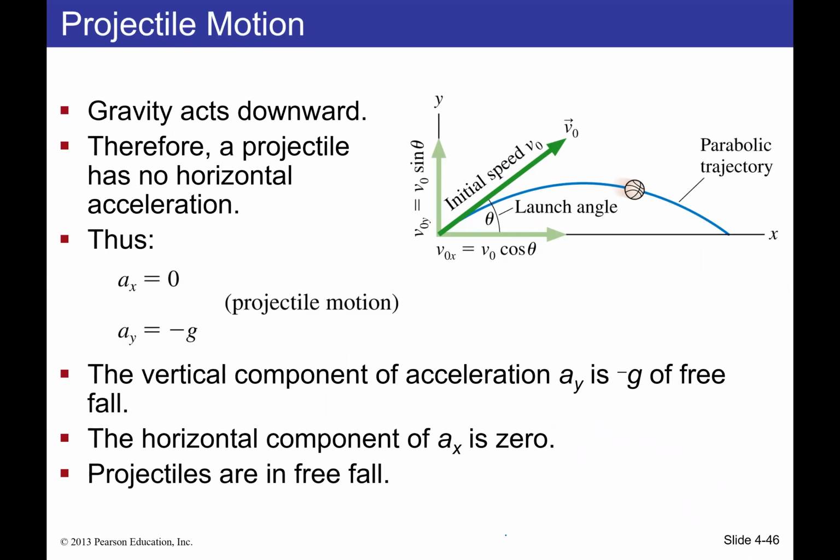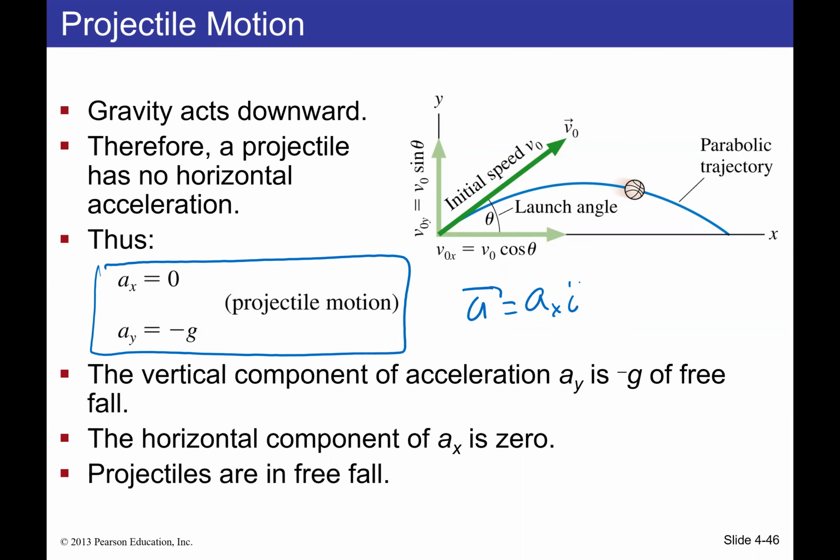All right, so remember that gravity only acts downward, which means projectile problems are affected only by gravity, and gravity only acts in the vertical direction, which means these two things will always be true for projectile motion. That means acceleration as a vector, instead of a x i hat plus a y j hat, will only be 0 i hat plus negative g j hat. So this is the acceleration of free fall.